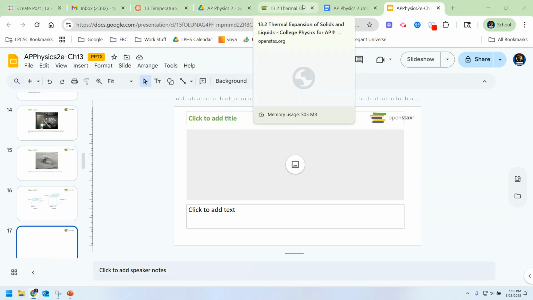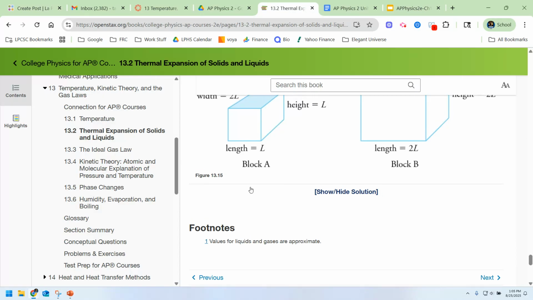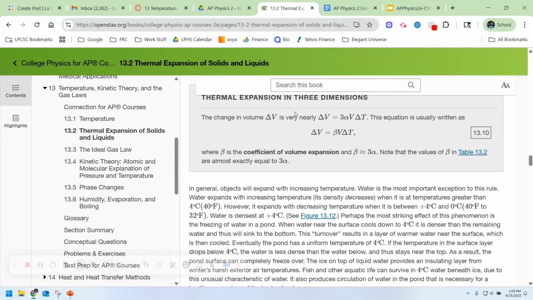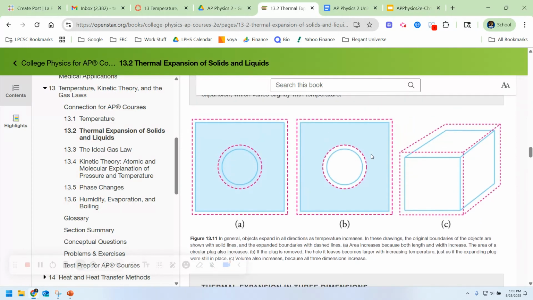Actually, I could probably pull them up. So when I say examples, what I'd like for you guys to write down in your notes are these examples. So, for example, this is the formula for thermal expansion. You need to write this down. The change in volume is equal to 3 times alpha times the initial volume times the change in temperature. And then that could also be the same as the change in volume is equal to beta times the initial volume times the change in temperature, where beta is the coefficient of volume expansion and beta is equal to 3 times alpha. And then there's this other formula too.